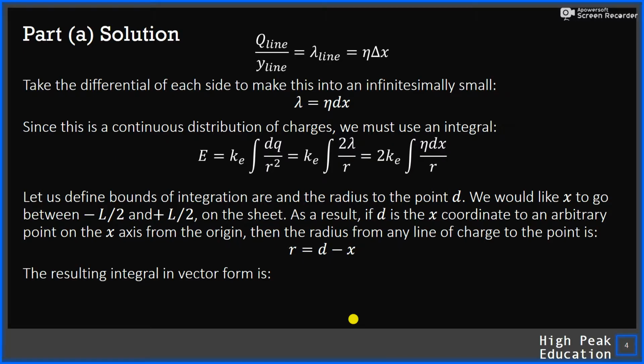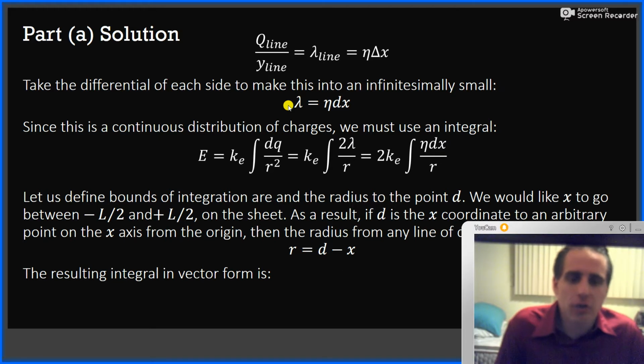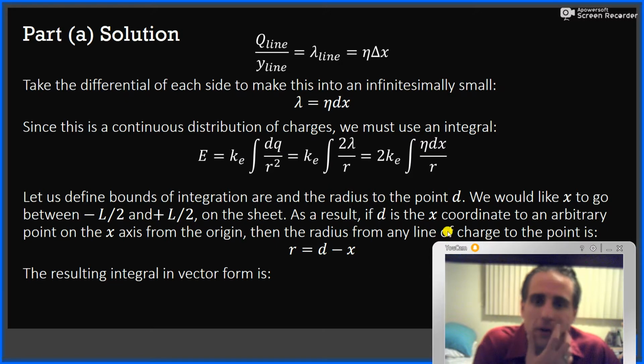Next slide. So we'll take Q line divided by Y line, and that will give us units of coulombs per meter. But coulombs per meter are going to be the charge per length just on some strip of small but finite thickness. So that's eta delta x.